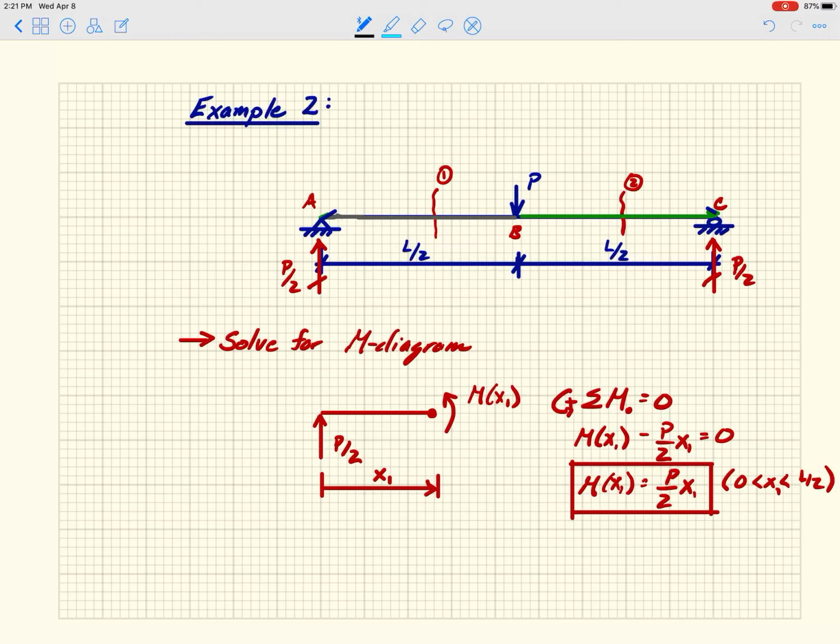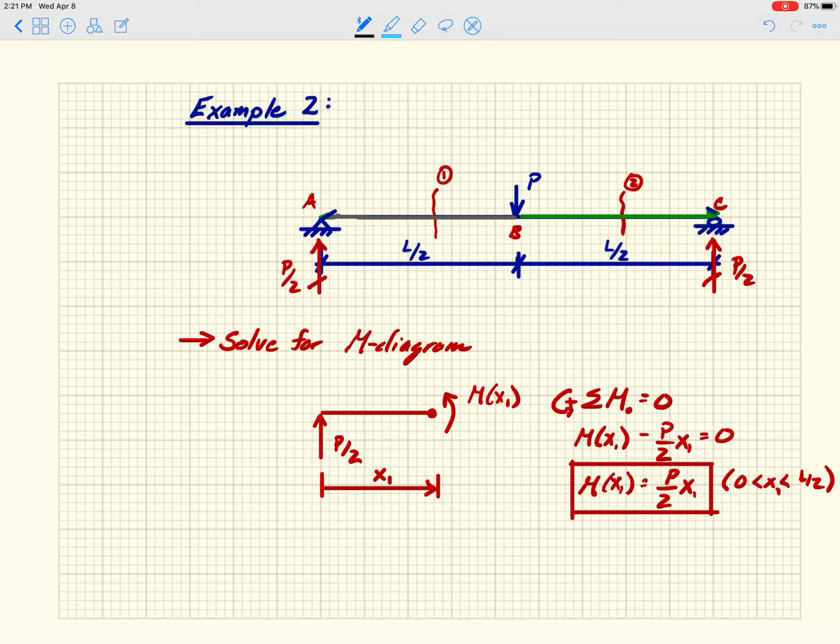And so what it means is I cannot define a single moment diagram for this structure that will be valid between point A and point C. I can define one moment diagram that will be valid between A and B, and then a second moment diagram that will be valid from B to C, right? But nothing will be valid from A to C. So we're going to need 2 moment diagrams, one for each part of the beam.